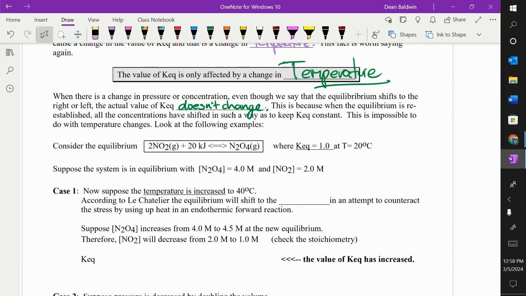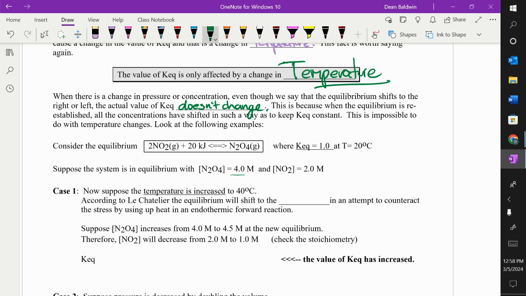So we can look at this. So if we have 2 moles of nitrogen dioxide plus energy, so it's an endothermic reaction, goes to N2O4. The KEQ is 1 at 20 degrees. And so we're at equilibrium. We have 4 moles of N2O4 and 2 moles of NO2.